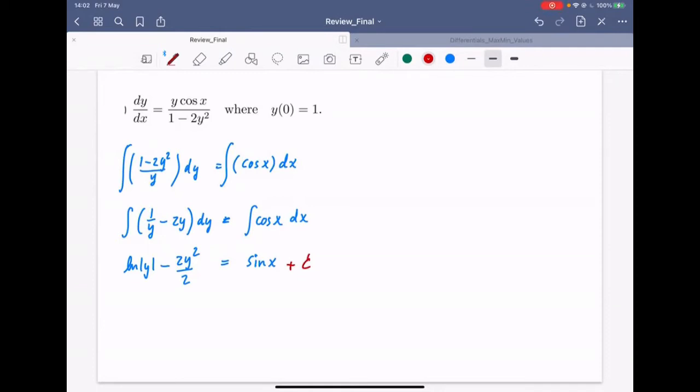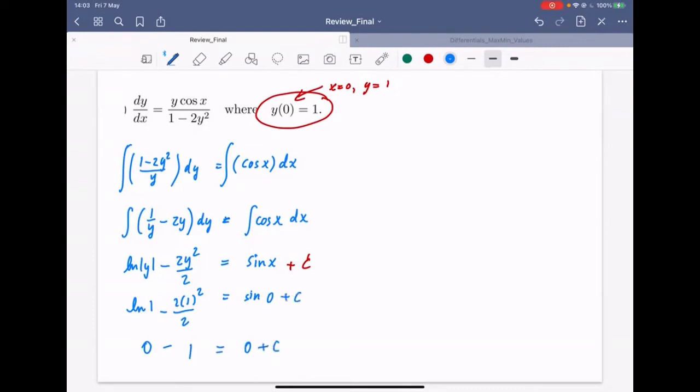For this question, we have y(0) equal to 1. So you need to plug in the value. This means when x equal to 0, y equal to 1. Log 1 is 0, right? E to the 0 is 1, and this is 1. This is 0. So plus c. So that means c equal to -1. Okay, you get the answer.